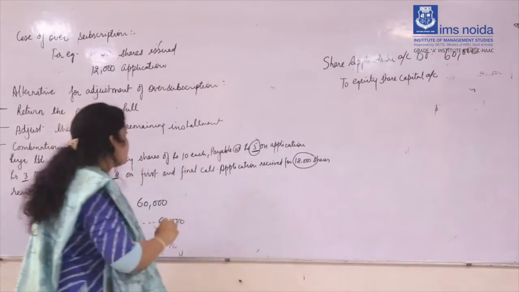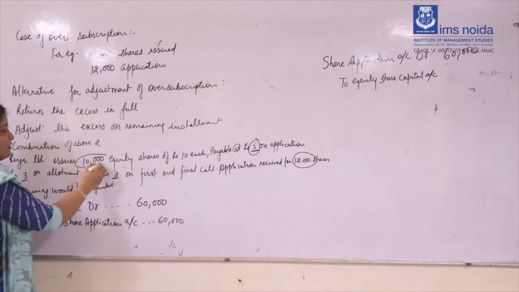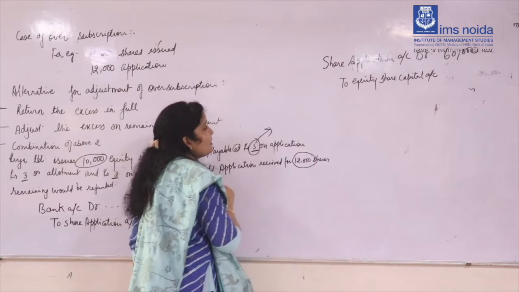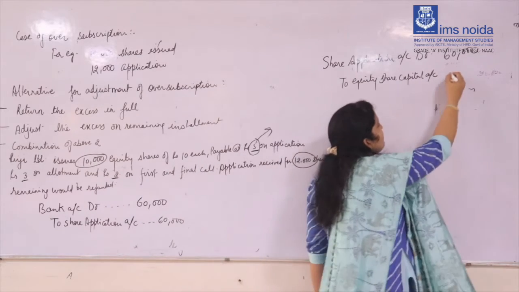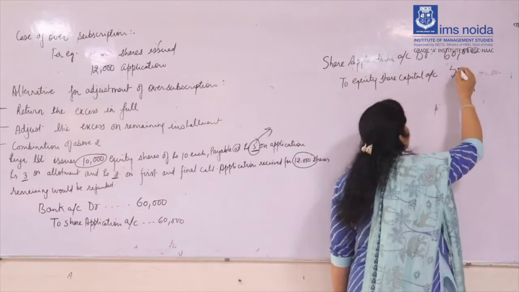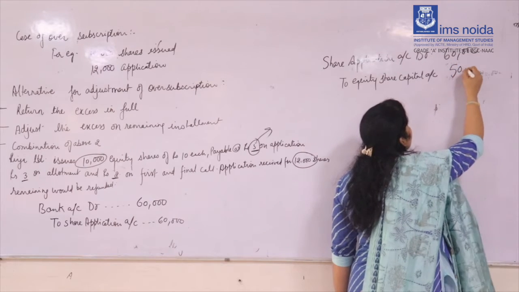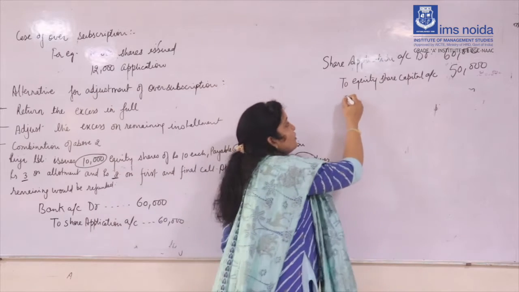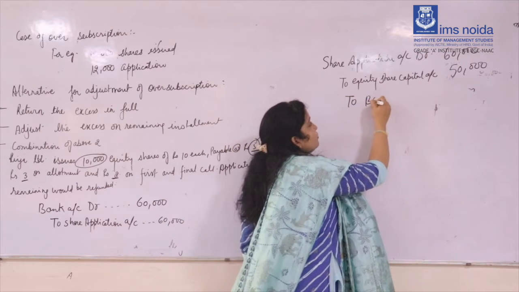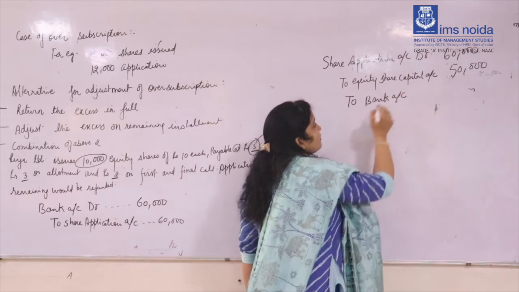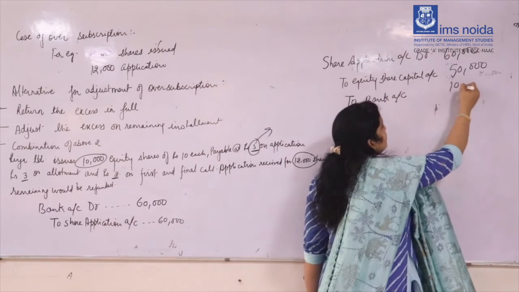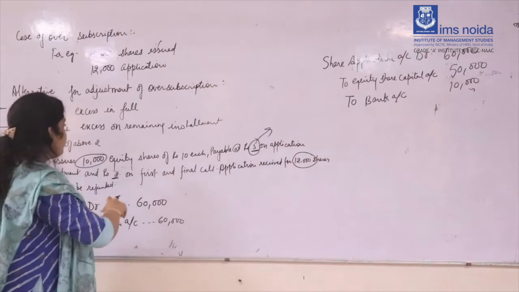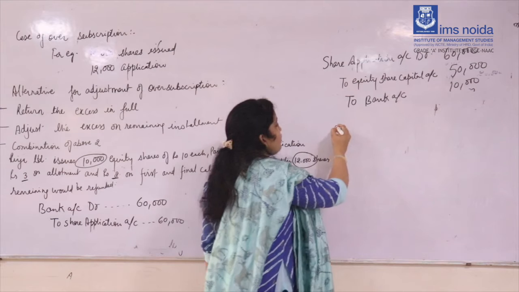Now for the equity shares, we need to issue 10,000. The application amount is 5, so 10,000 multiplied by 5 gives 50,000, and the excess amount is 10,000, which we will return to the shareholders, so 10,000 is credited to the shareholders account. Now the next entry will be for the share allotment.